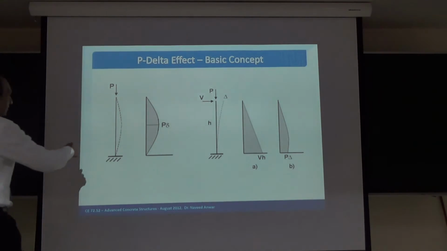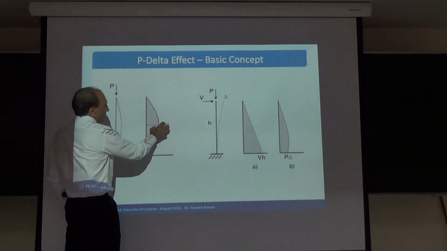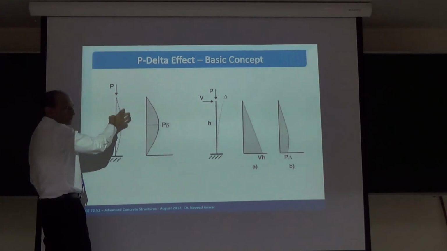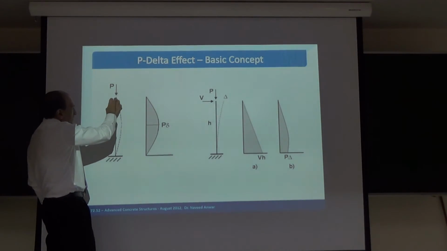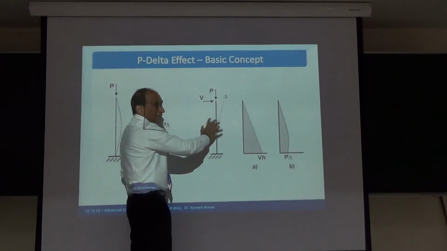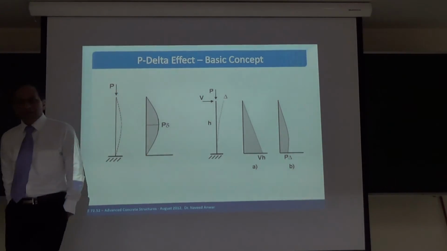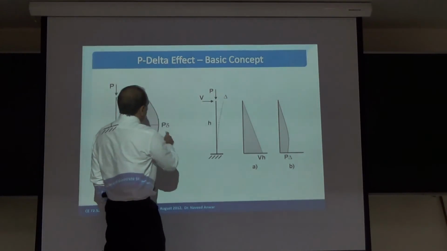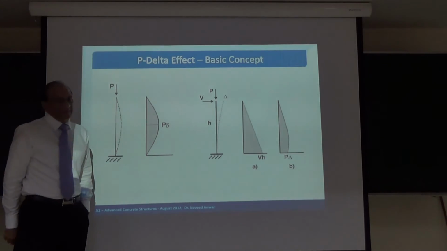So P delta, small delta, large delta. Small is related to the local buckling, local deformation, the non-sway case, and that is the sway case, right? So it's just an explanation of whatever I have shown you before. This is normally called large P delta, and this is called small delta.